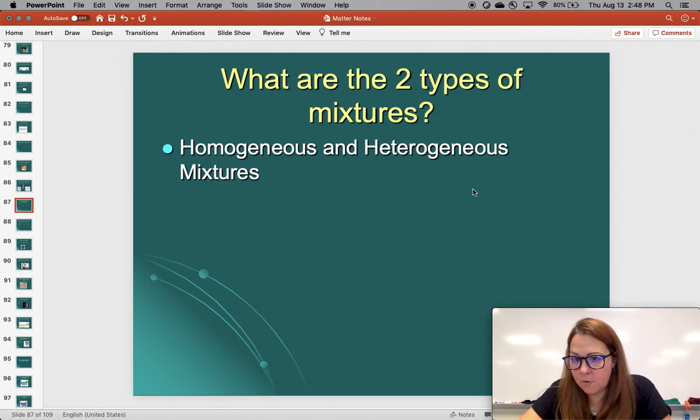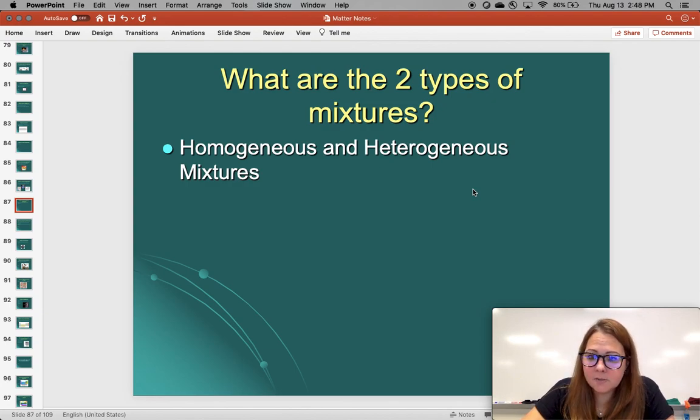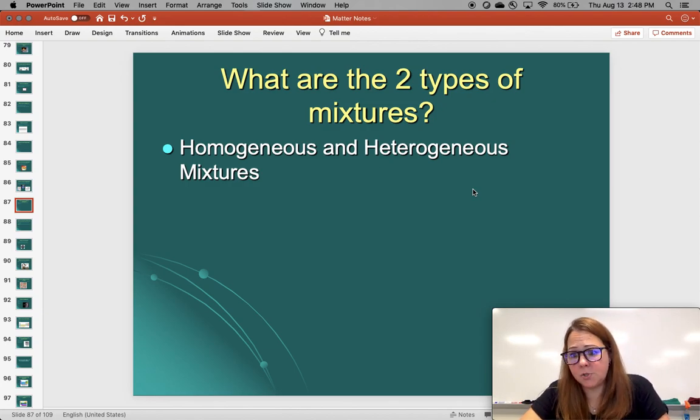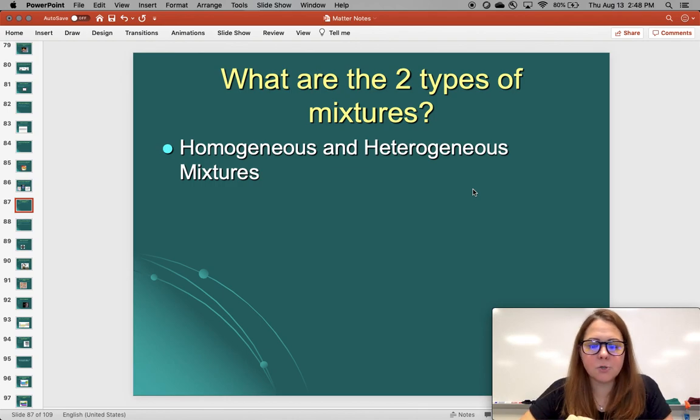Now there are two different types of mixtures. These should be a review from 6th grade and 8th grade science, probably before that as well. You have homogeneous mixtures and you have heterogeneous mixtures. If you look at the root of those words, hetero means different. Homo means same. So if you have a homogeneous mixture, they're going to look the same all throughout. And then with a heterogeneous mixture, you can see the different components that are there.